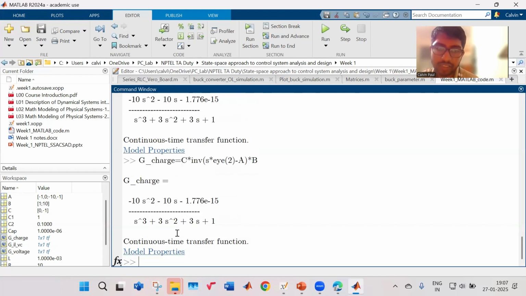Similarly, my G charge again is minus 10s square minus 10s, then minus 1.76 E minus 15. This is also negligible, and you can see the transfer function remains the same: s cube plus 3s square plus 3s plus 1, which is the characteristic equation. I used these two easy examples so that you can understand how the state space representation is non-unique, but the transfer function is unique and will remain the same. The transfer function from one point to another will remain the same irrespective of what states I select. That is the flexibility you have.